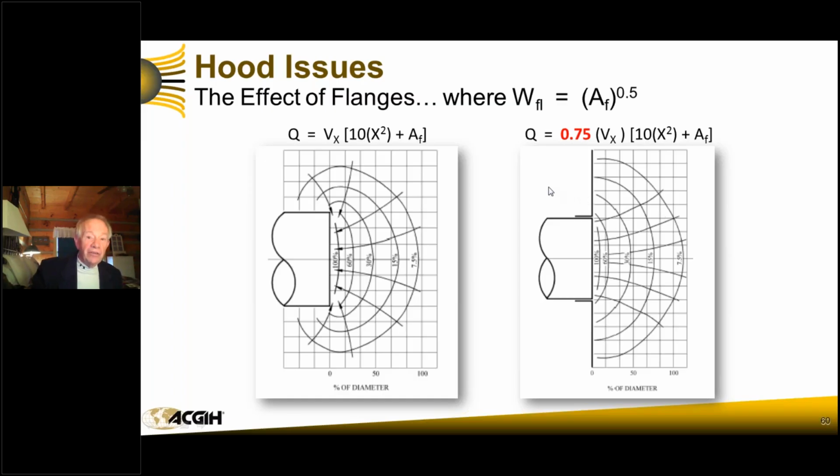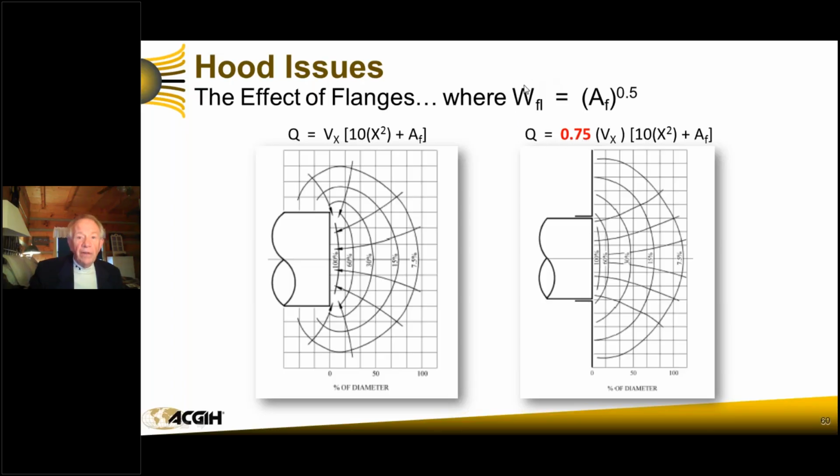And what that does is, because it's an XYZ kind of plane, it reduces the amount of air, because this is our formula. Q is equal to the capture velocity times the quantity 10 times the distance away from the point squared, where that distance is X, the distance away that the contaminant is being generated, plus the area of the face of the hood. That said, putting a flange on it reduces it by 25%.